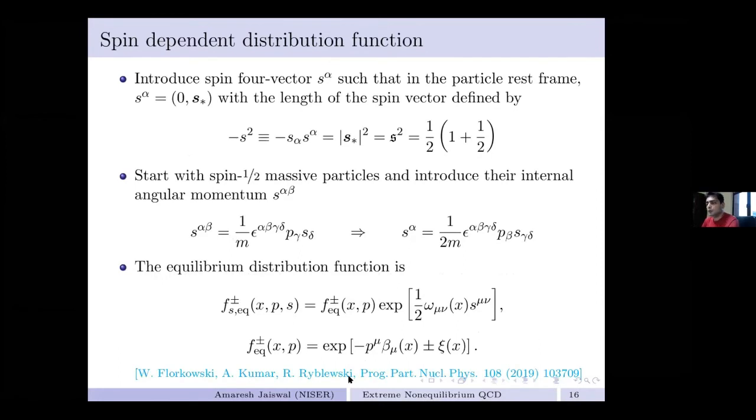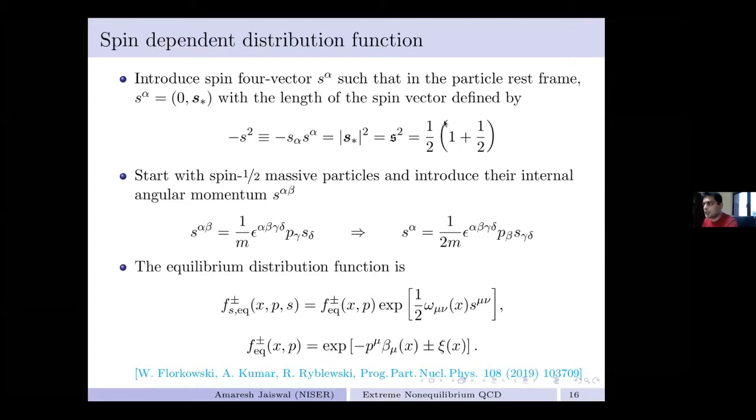So now we'll go into some technicalities. How do we start constructing spin hydro within kinetic theory? First we introduce the spin 4-vector, such that in the particle rest frame, the rest frame quantity is denoted by star. In the particle rest frame, the spin 4-vector is space-like, with the time-like component 0. So it is orthogonal to the particle momentum, because in the particle rest frame, the particle momentum is just mass and the other components are 0.